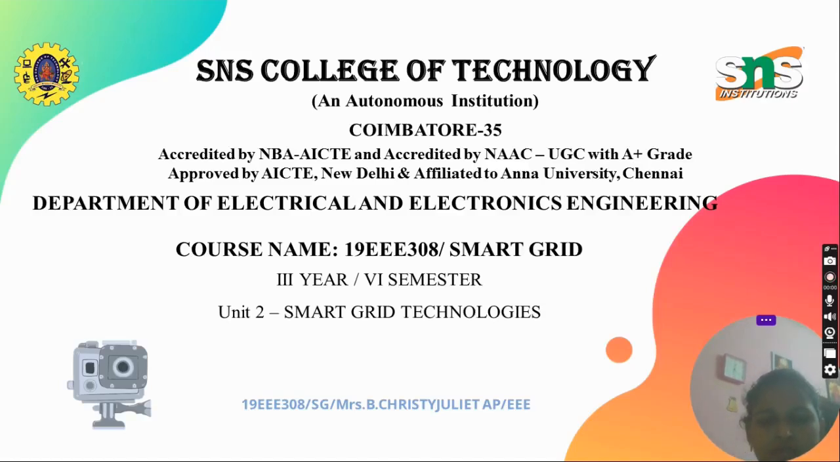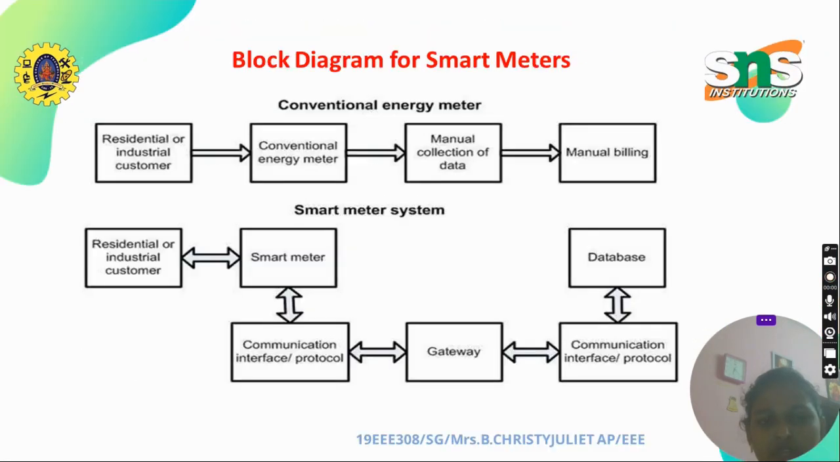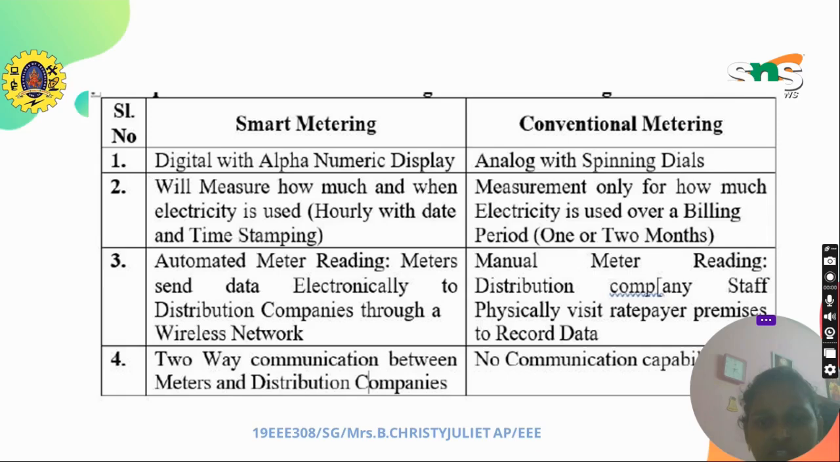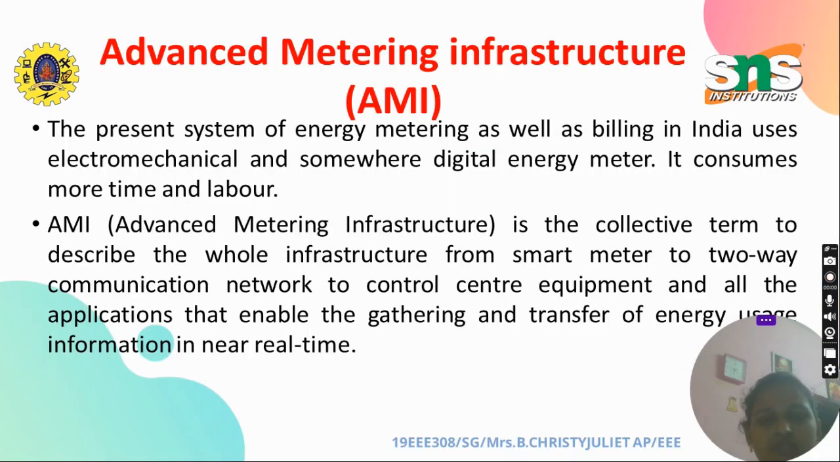So in this video, in the previous video we discussed smart meters, the conventional meter block diagram and smart meter block diagram, and then the advantages of smart meters. So now we will see about advanced metering infrastructure. What is meant by advanced metering infrastructure? As the name implies, it means reading the consumer's energy consumption and billing automatically. That incorporated infrastructure is called advanced metering infrastructure.